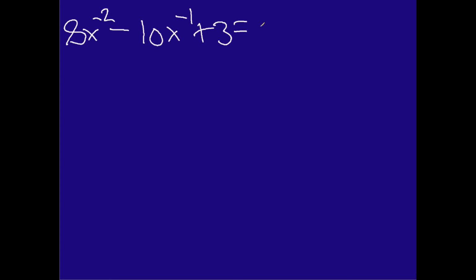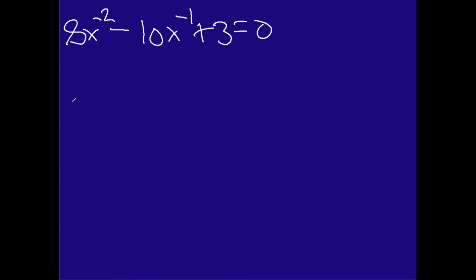All right. So this time we're going to deal with a negative exponent. Let's see how we can address that. So we have 8x to the negative 2 minus 10x to the negative 1 plus 3 equals 0. And so again, we have the same problem. This negative 2 and this negative 1 do not follow the proper format for the quadratic equation. And so we've got to find a way to work around that. So if I can get these to be the same in some sort of way, I'll be okay.